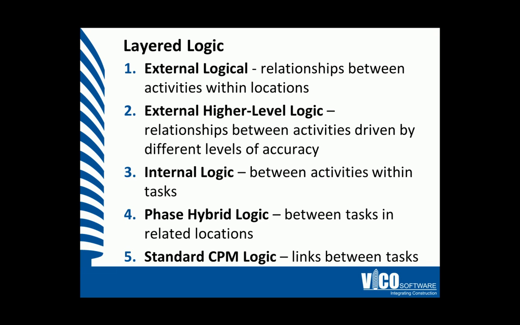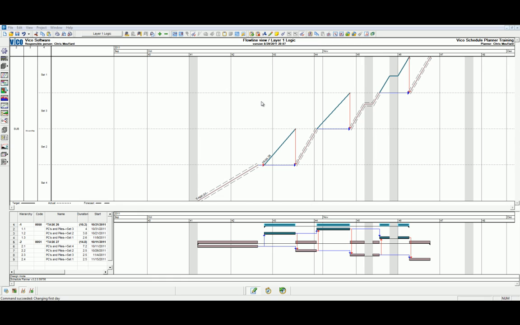Last but not least is layer 5 logic, which reintroduces standard CPM logic links which can be between any task and within any location. Layer 5 reintroduces the CPM logic, which is normally applied between tasks, but can be applied internally to a task as well. If applied internally to a task, the logic overrides the internal logic of that task. For instance, if you're trying to constrain possible sequences.